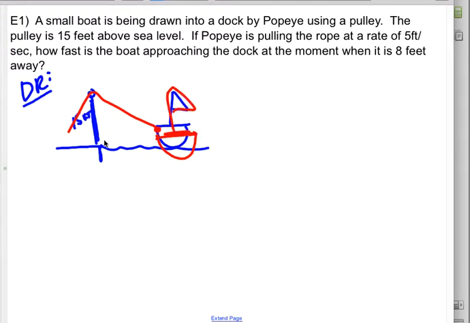So basically what we have is a right triangle, right? We have a right triangle. I'm going to use B for boat, and I'm going to use R for rope.